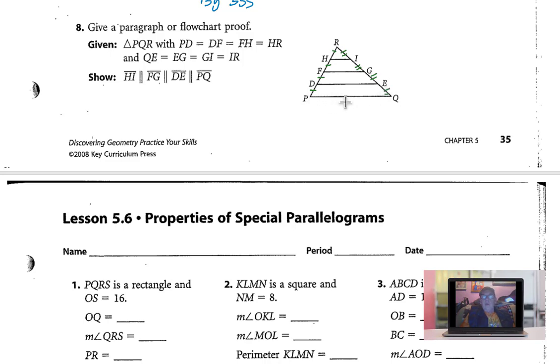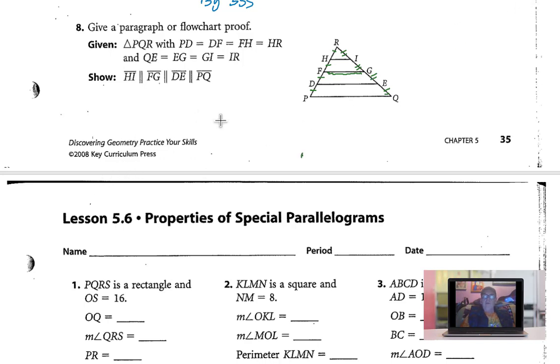And then basically, we depend on what we have. PG is going to be the midsegment of this big triangle. HI is going to be the midsegment of this triangle that has FG as a base. And DE is going to be the midsegment of this trapezoid that has PQ and FG as bases. So he wants to show that these are all parallel to each other. So let's see how we could do that. HI parallel.